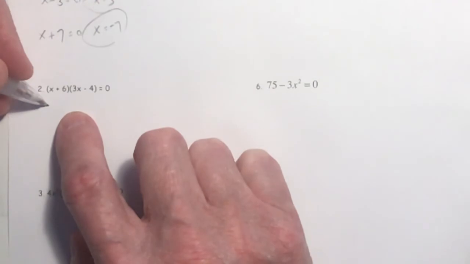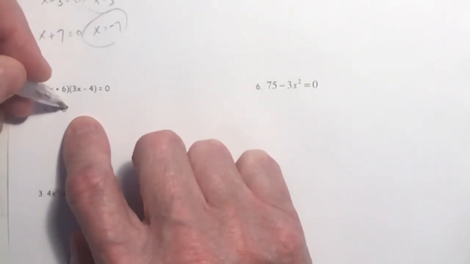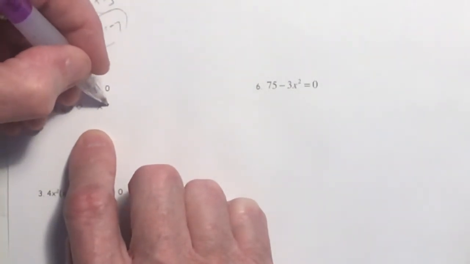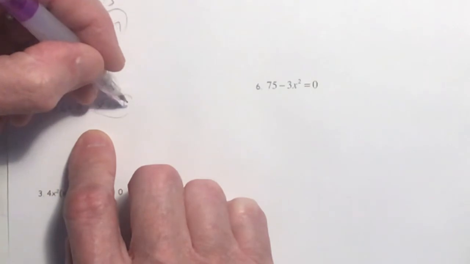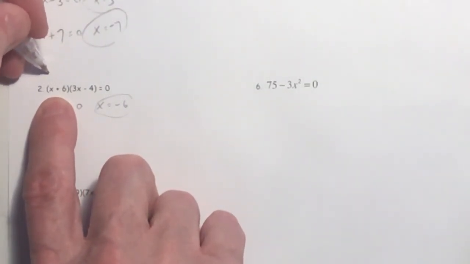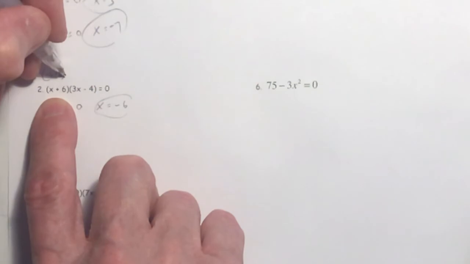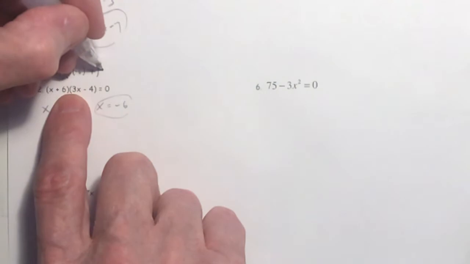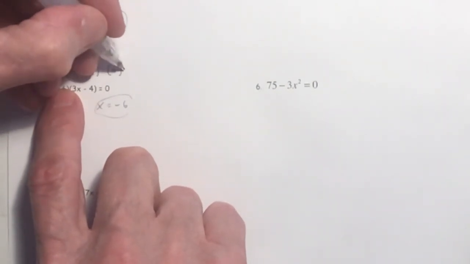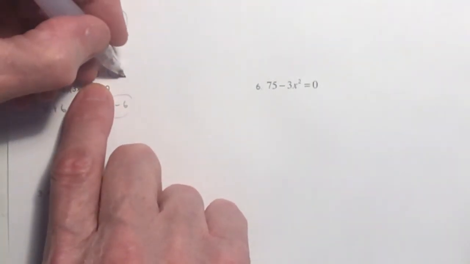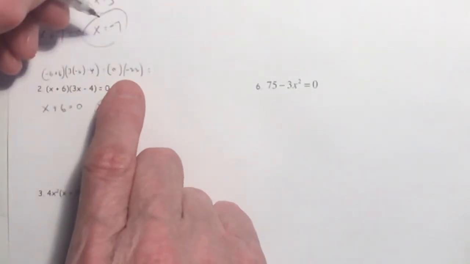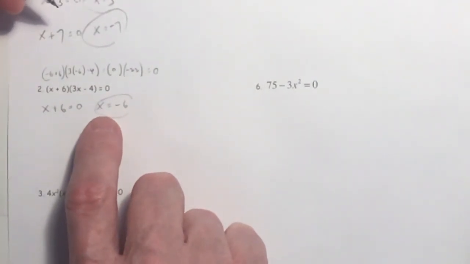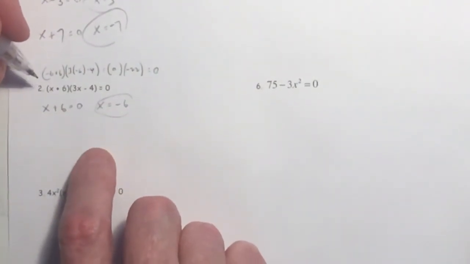If I set this equal to 0 and solve it, and some of you already got the answer done mentally, good. Take away 6 from both sides. There's one solution right there. If we put in a negative 6, it'll say negative 6 plus 6 times 3 times negative 6, take away 4, which would be 0 times negative 22. Wow, but still, 0 times any number, no matter how big and strong the other number is, the answer is still going to be 0. That makes negative 6 a solution.